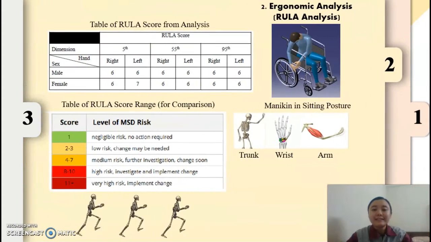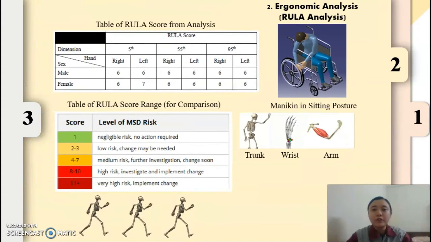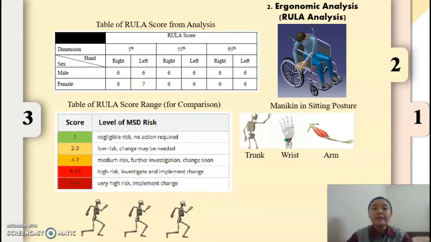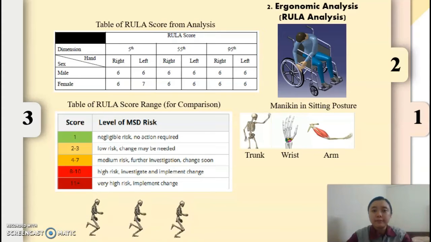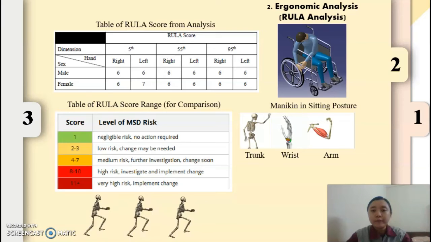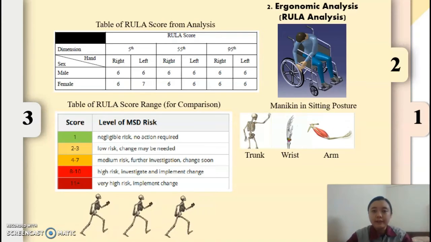The second analysis is ergonomic analysis, also known as RULA analysis. This analysis is performed using three different dimensions, which are the 5th, 55th, and 95th percentile, subjected to the forearm of the wheelchair user. The forearm is located next to the tire of the wheelchair, in order for the user to change the brush mat cleaner from this cleaning device.